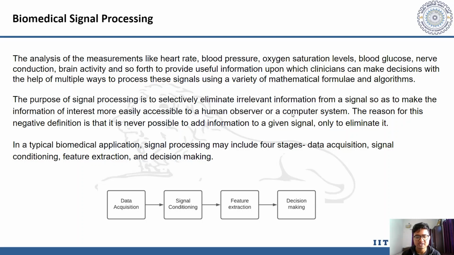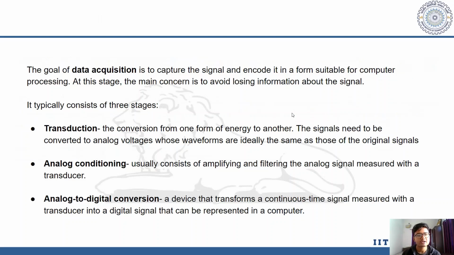First one is data acquisition, next is signal conditioning, then comes feature extraction, and finally decision making, like what we can do with this image and the data available. Now here, the goal of data acquisition is to capture the signal and encode it in a form that will be suitable for computer processing. The main concern here is that we can't afford to lose information about any signal. We just have to filter out carefully using different tools.